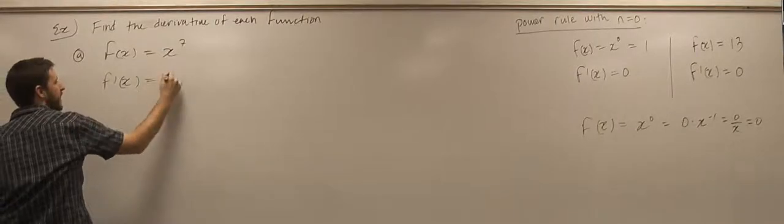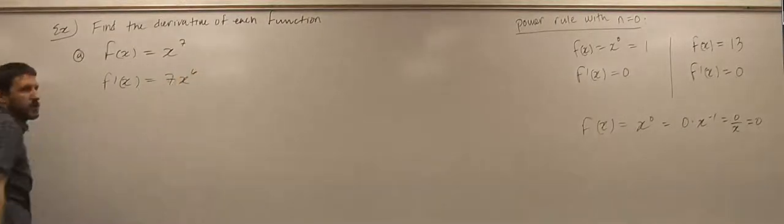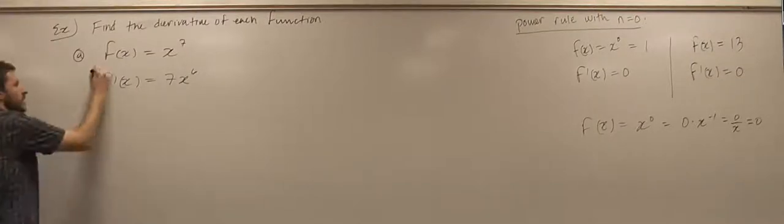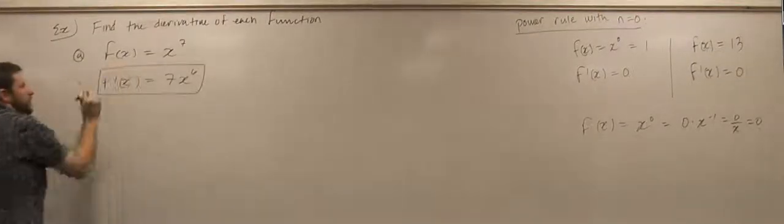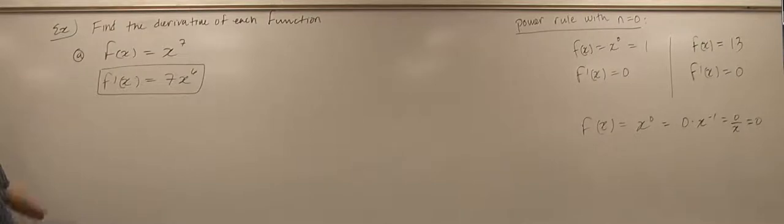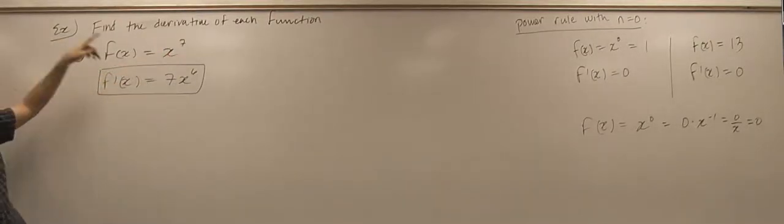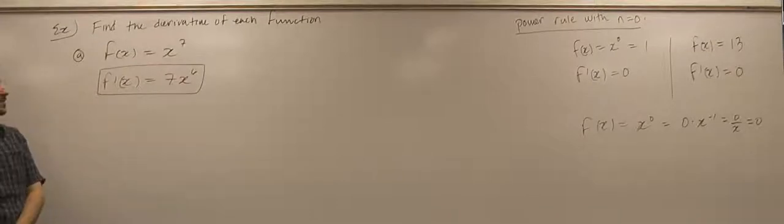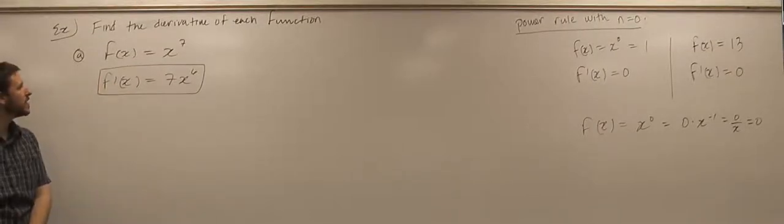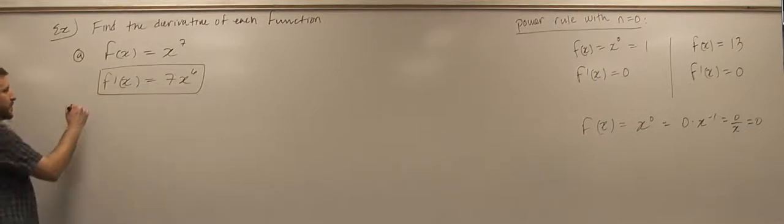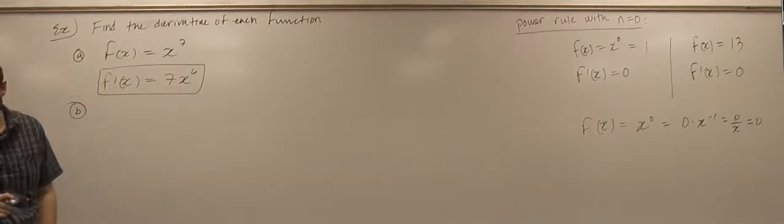So the 7 will come down, and you'll subtract 1 from the power. There's your derivative. You'd probably die if you tried to do this with the definition of derivative, right? You'd have to do (x plus delta x) to the 7. It's a huge, massive thing. But the pattern tells us it's just going to end up being this. All right?